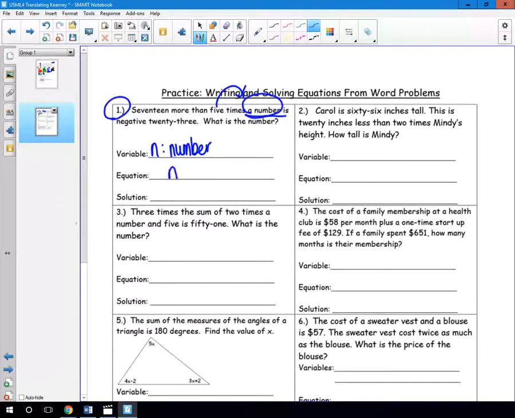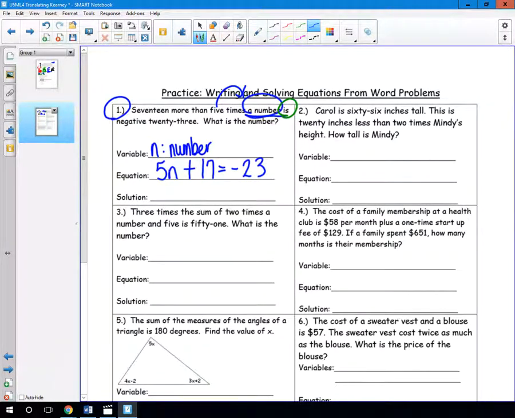So in my equation, I have n. How do I show 5 times that number? 5n. And then 17 more than that. How would you show 17 more than? So plus 17. Then if we've taken care of 17 more than 5 times the number, what do you think the keyword is tells me to write? All of that is, so equals negative 23. Now we've got to figure out what that number is. We've got an equation, so we can simply solve it.